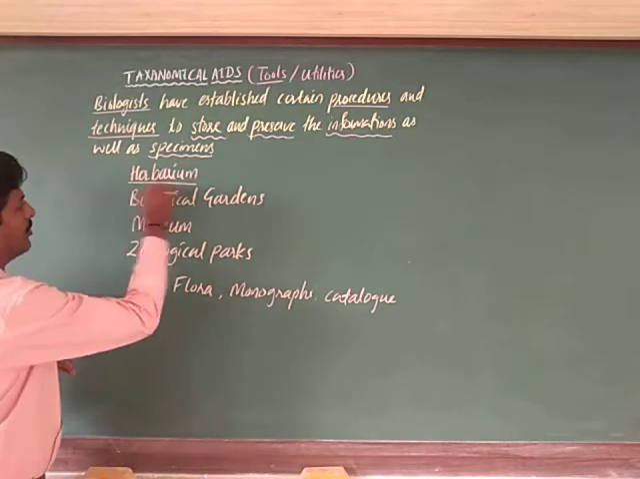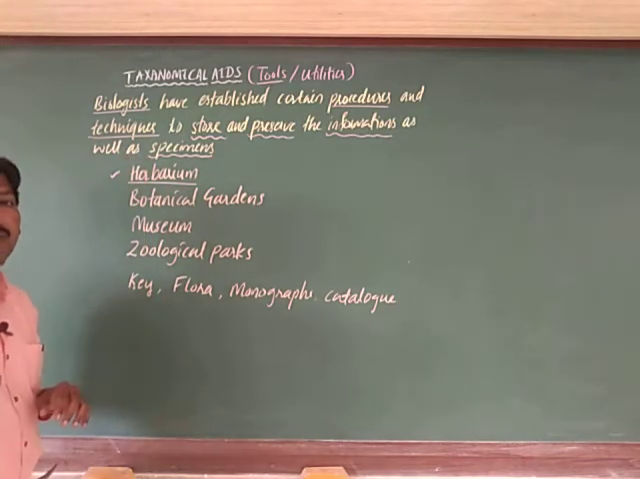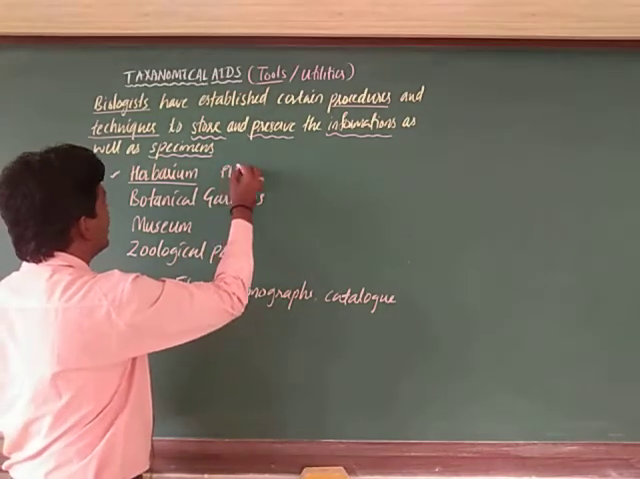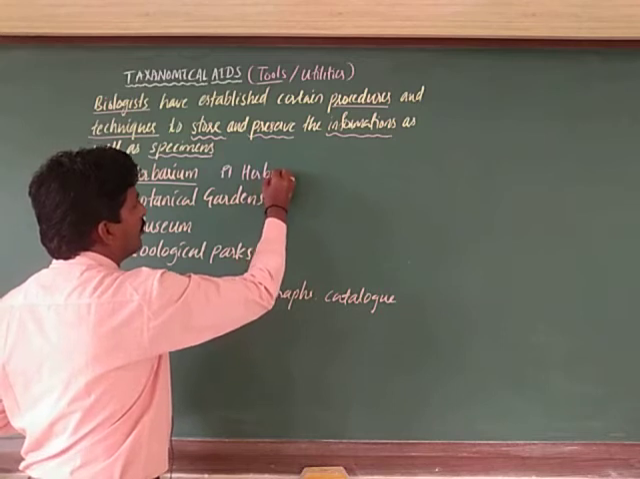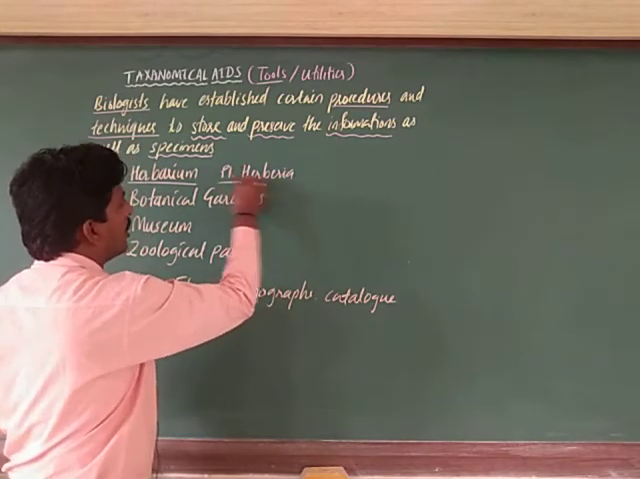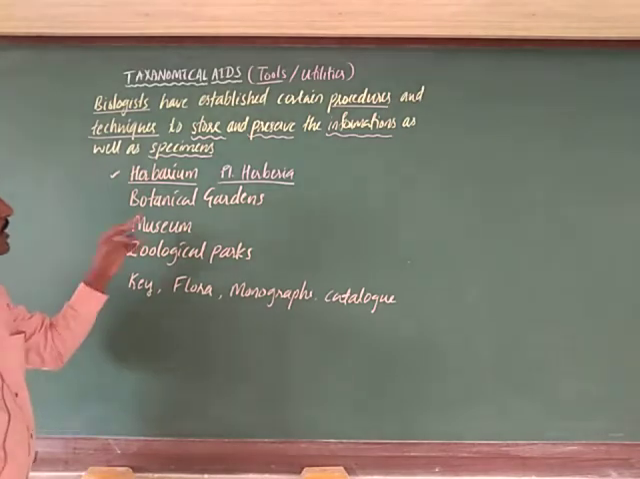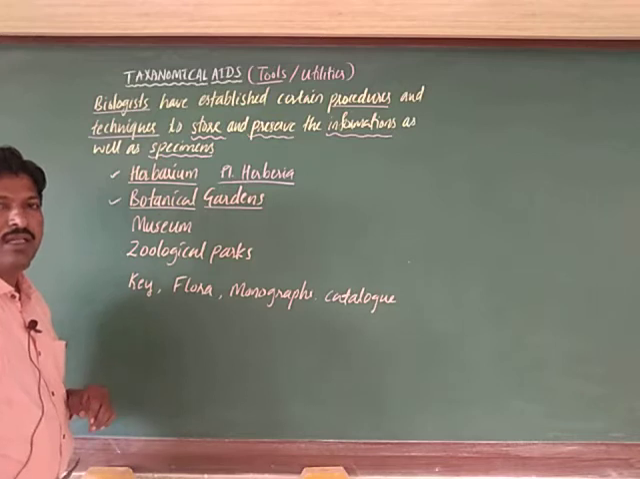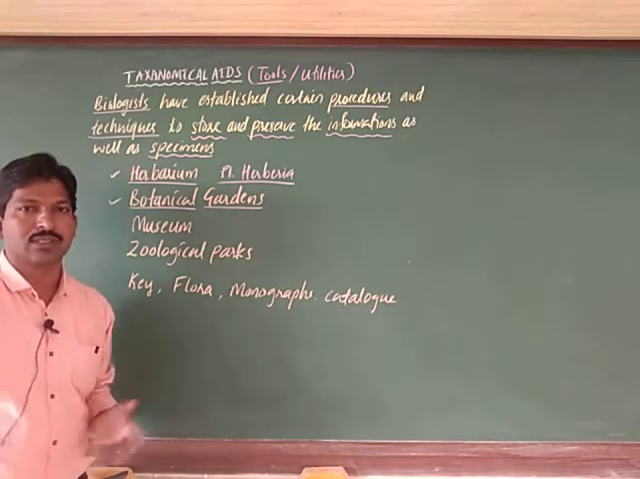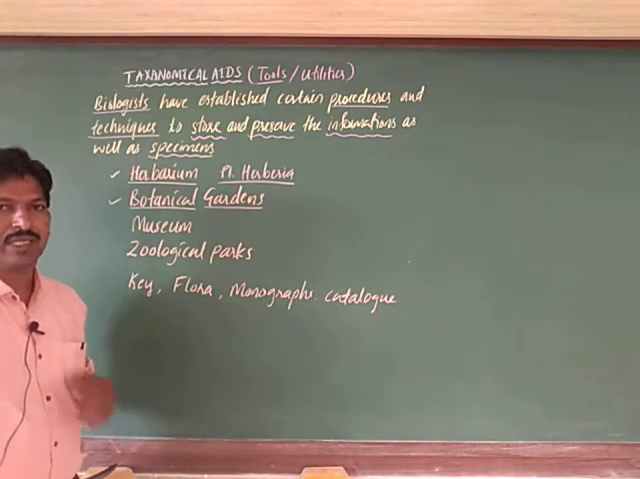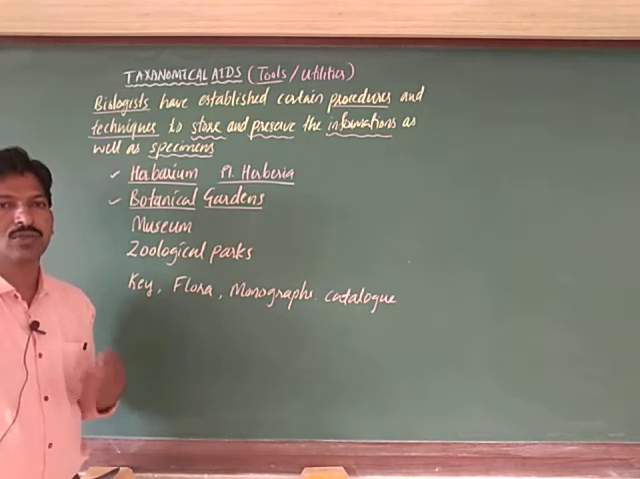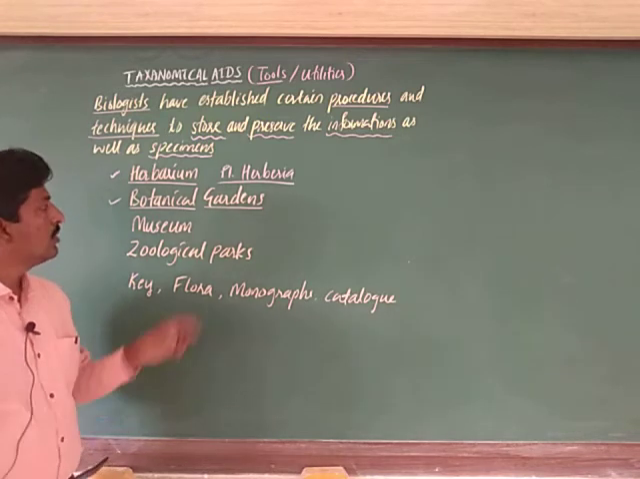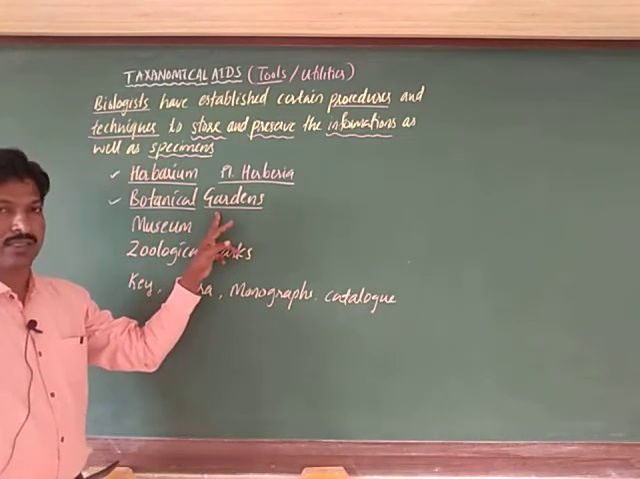The first one is herbarium, and the plural term is herbaria. Next one, botanical gardens. As you know, science colleges usually have these. They are usually maintained in universities also, the botanical gardens.